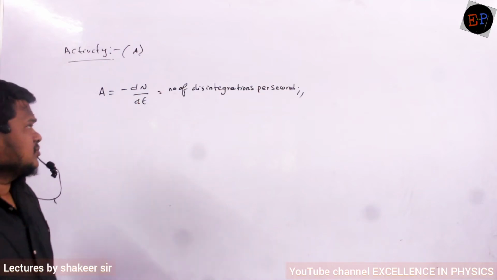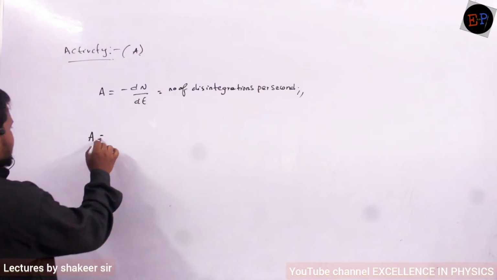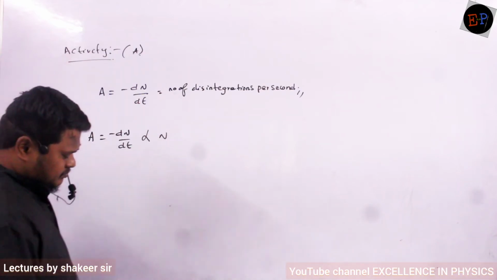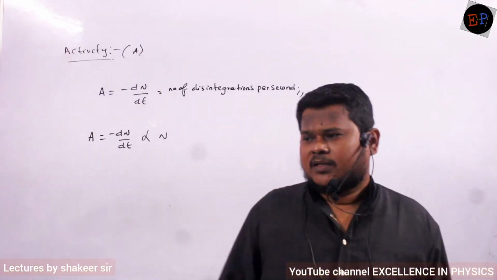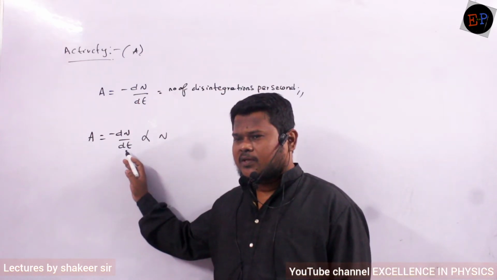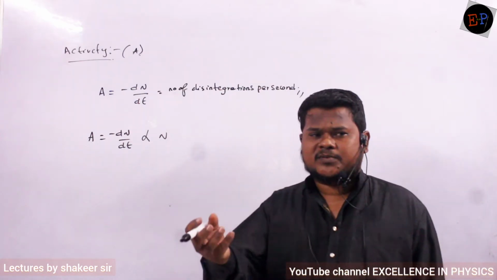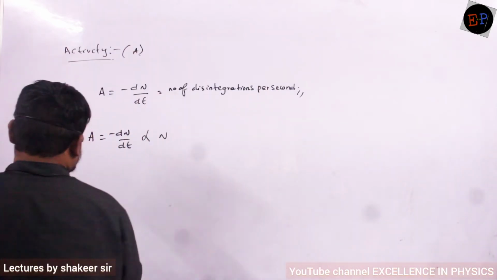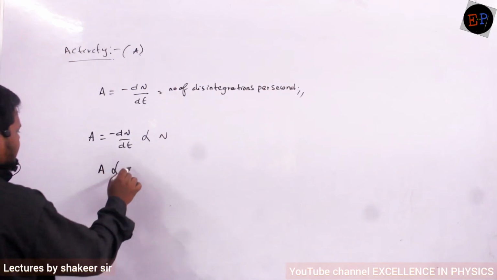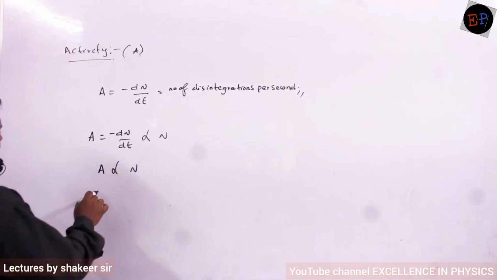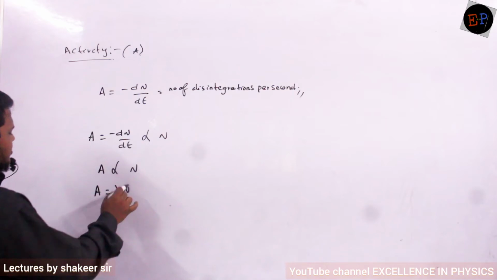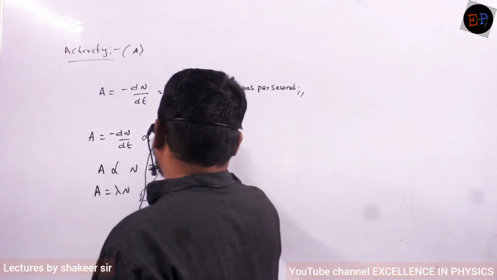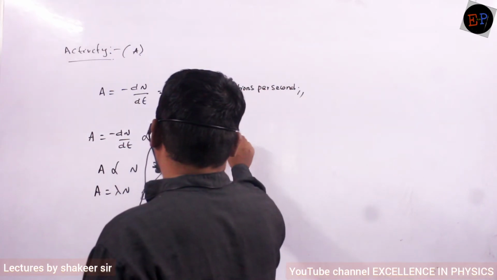So A is equal to minus dN by dt, and it is directly proportional to n. Already we have studied previously. Number of disintegrations per second depend on what? Initial number of atoms. If number of atoms are greater, more disintegrations will happen. So I can write A is proportional to n. And we know that A is equal to lambda into n. This relation was written like this only. So minus dN by dt is equal to lambda into n.